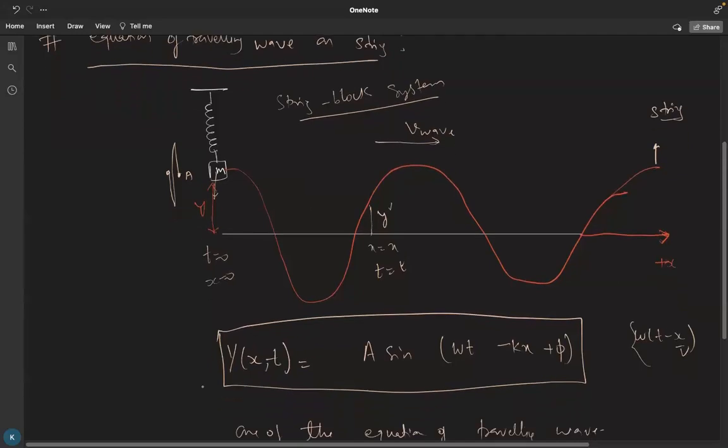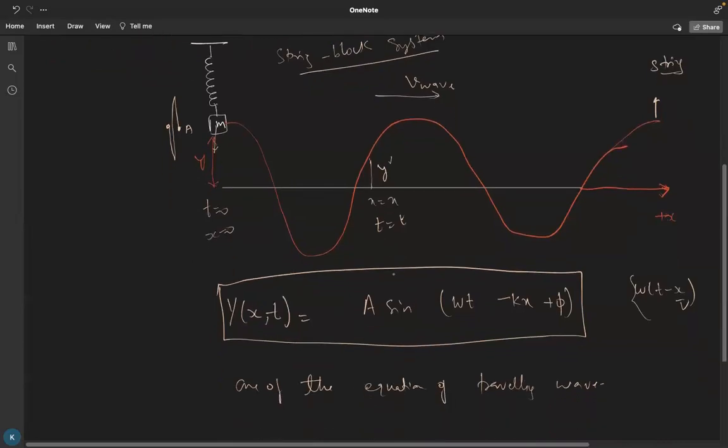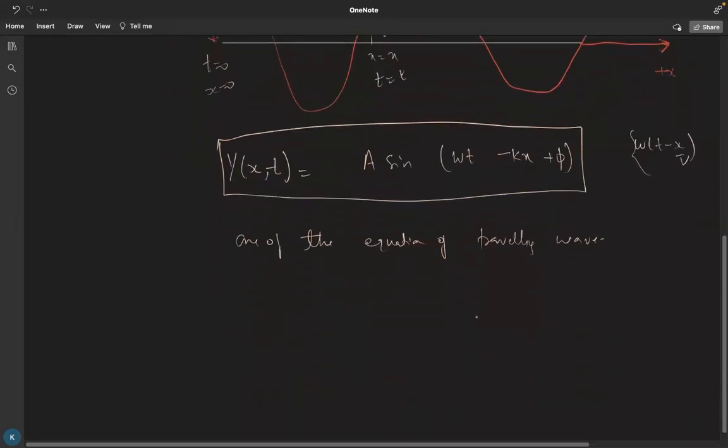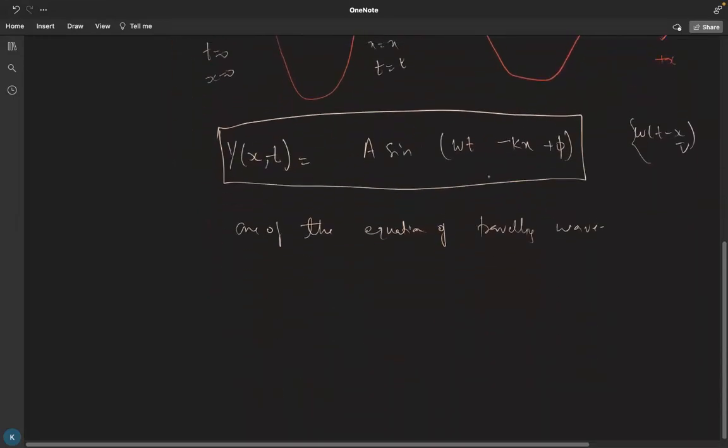Since we already know how to write the equation of a wave traveling along the positive x direction, t minus x by v, I'm writing y as a function of x and t, and it is equal to a sine(omega t minus kx plus phi). So this is one of the equations of the traveling wave. I hope this will be clear to all of you.